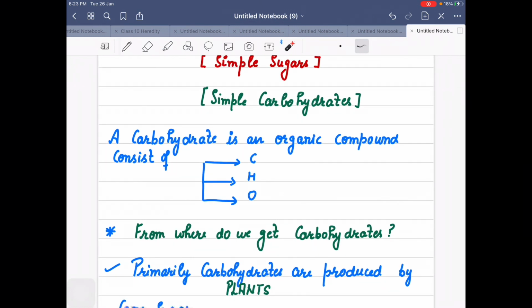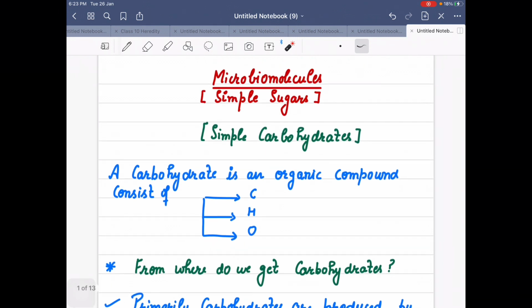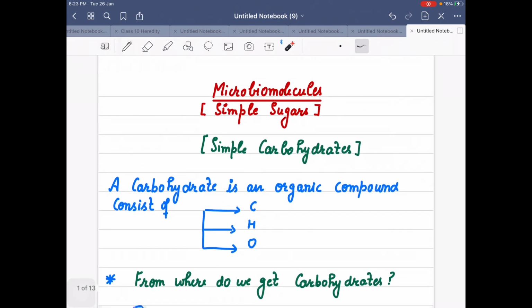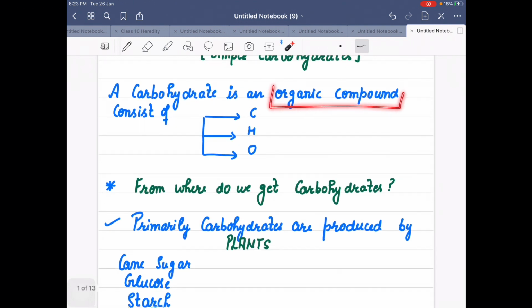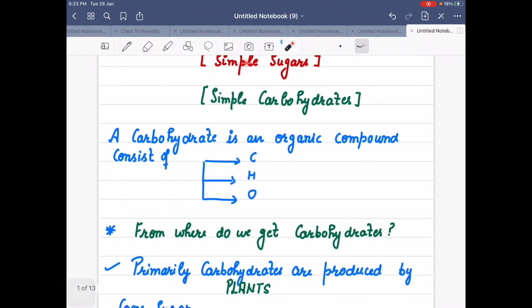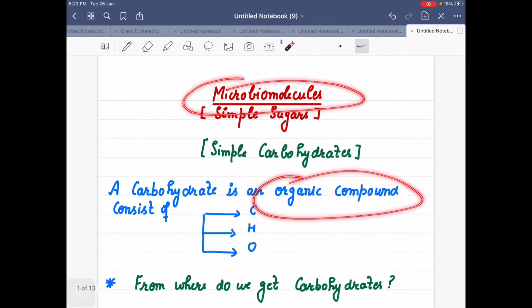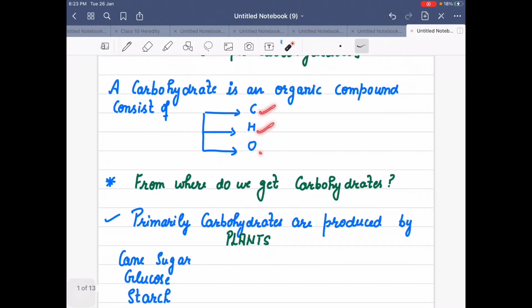As you know, carbohydrates are simple sugars. I'm not talking about cellulose. I'm not talking about glycogen. I'm just talking about the simple sugars. They are micro biomolecules, plus they are organic compounds. कौन से होते हैं organic compounds? Those are having carbon, right? So first, the basic thing which you should know is that simple sugars are micro biomolecules, as well as organic compounds with carbon, hydrogen and oxygen.